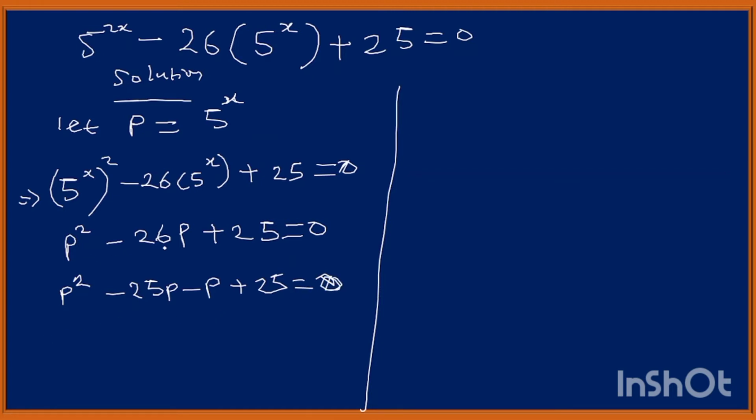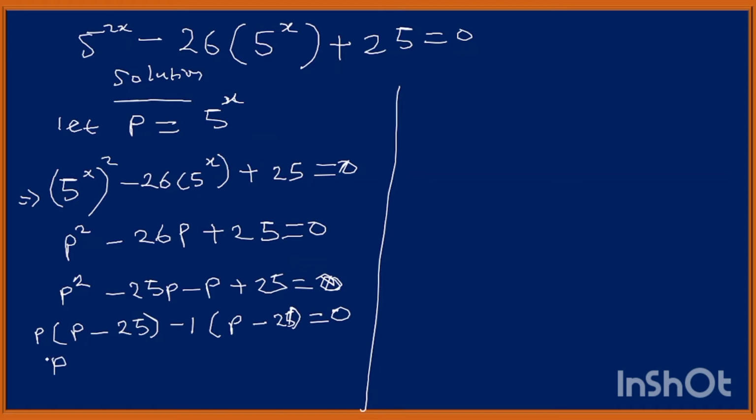You should know how to solve a quadratic equation using the factorization method. I have a video on this, and I'll drop the link below, so you can go down and learn how to do it before coming back here. So this is p into p minus 25, minus 1 into p minus 25, is equal to 0.